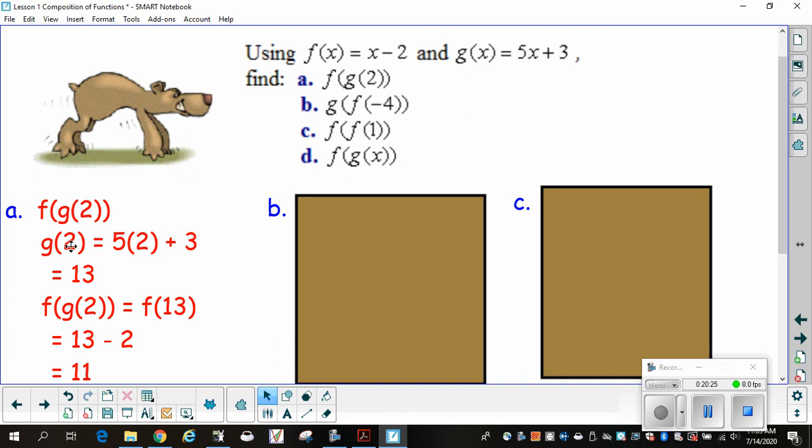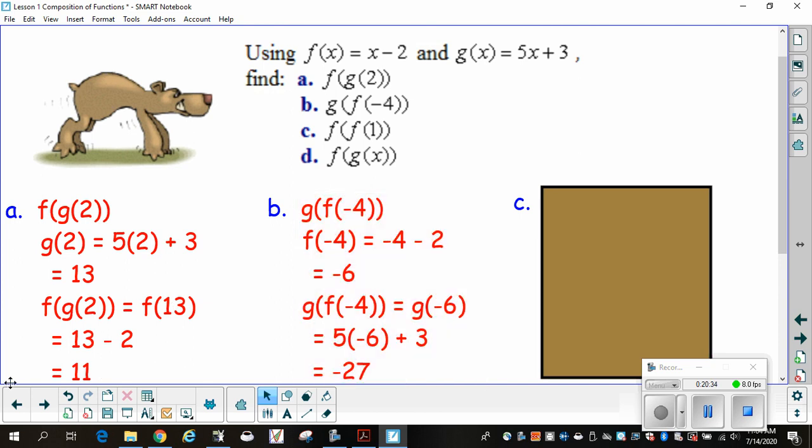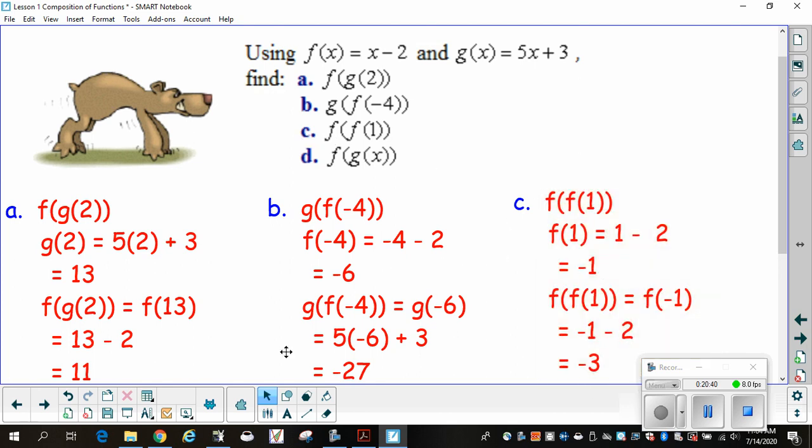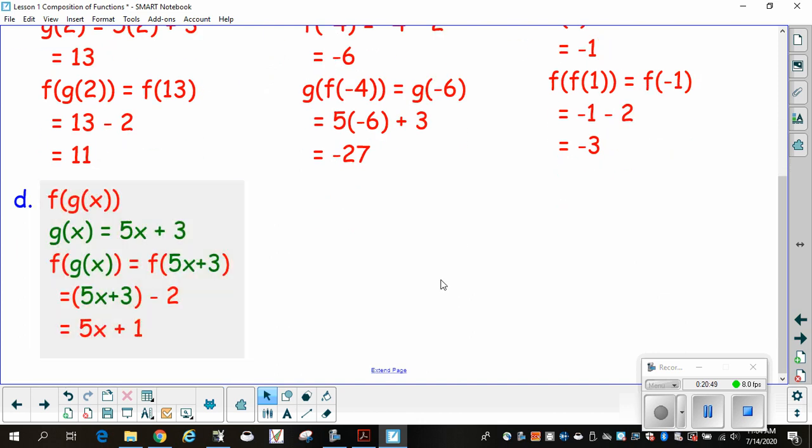Here, I simply put the 2 in, and then that output became the input for the next one, and you get 11. For B, negative 27. And yes, you can compose a function with itself. Okay? Notice on each one of these, I'm working from the inside out. And finally, f of g of x.